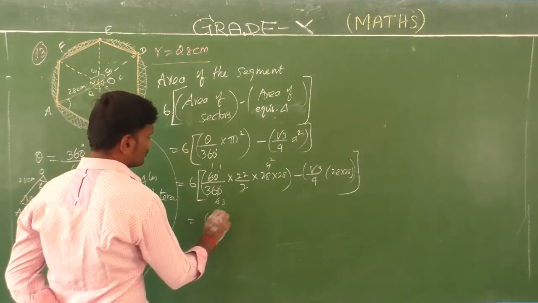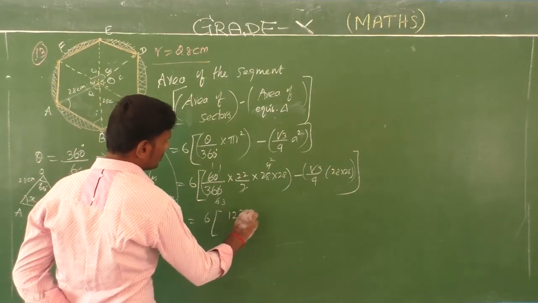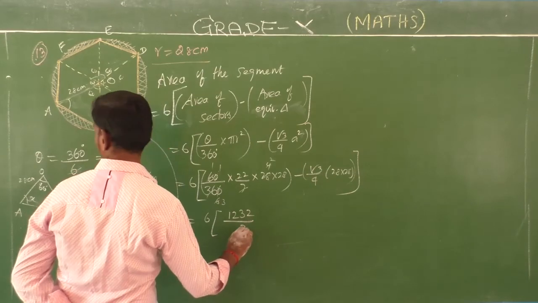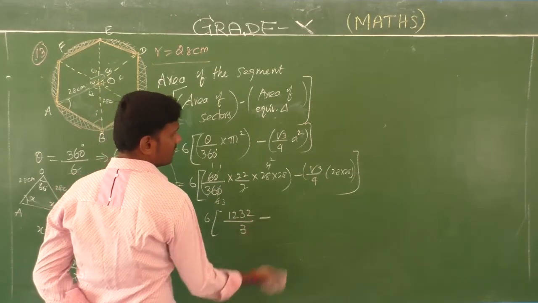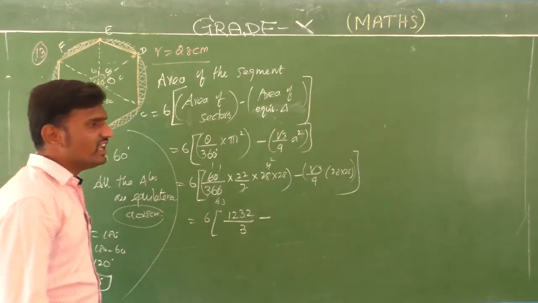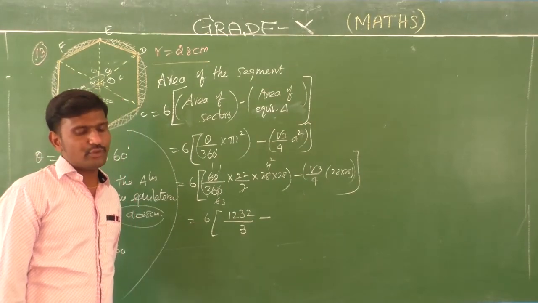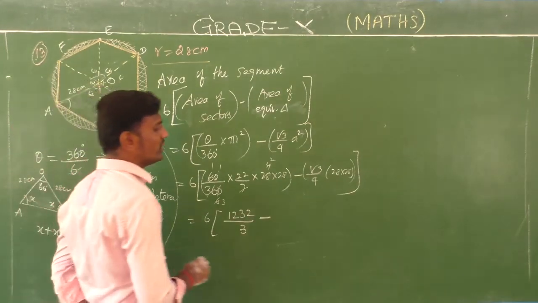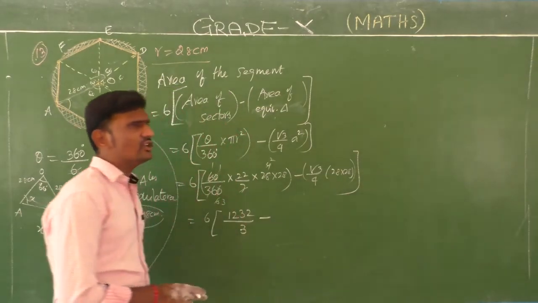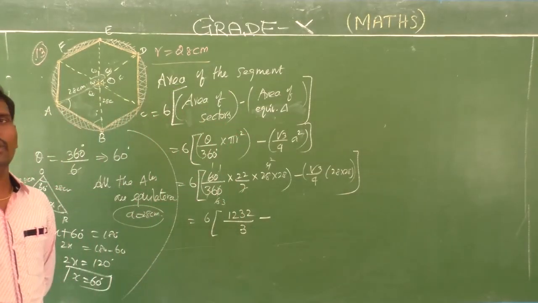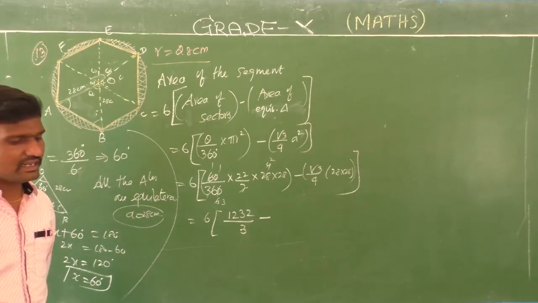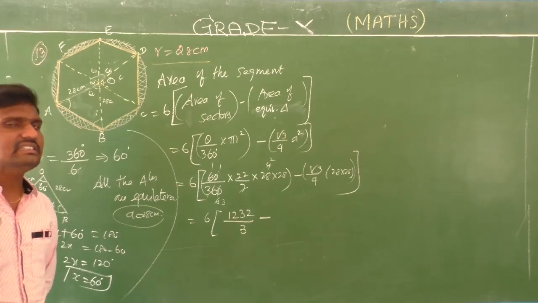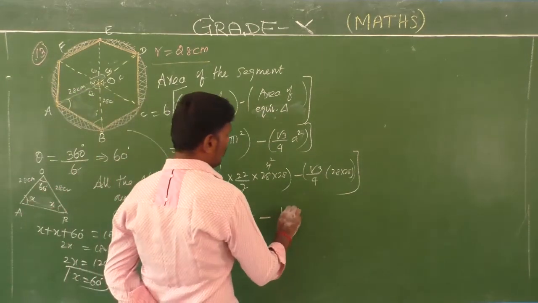1232 by 3. So 6 into 1232 by 3 minus root 3. Already they have given the value of root 3 as 1.7, student. Actually 1.732 is what you used in your previous 9th syllabus, but simply they have given 1.7, which is enough.